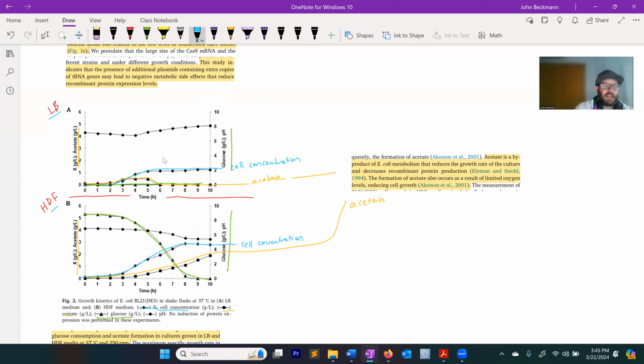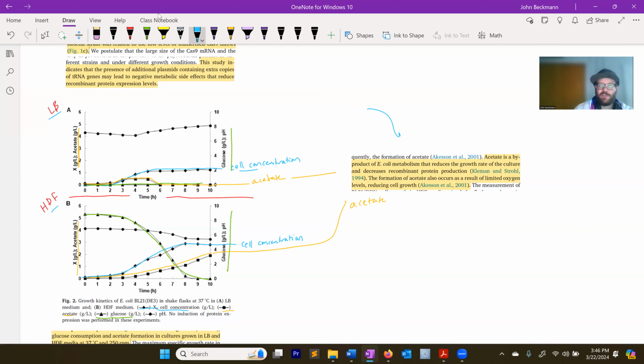Why can you conclude that HDF is a better media? Yes. The data you look at that makes you conclude that is, if you compare the cell concentration of LB versus the HDF, the HDF comes up to a higher cell concentration. Again, this is really difficult for me to read because I don't even understand which axes you look at, but the cell concentration is higher in the HDF. So they're getting more cells. Then they analyze the metabolism.